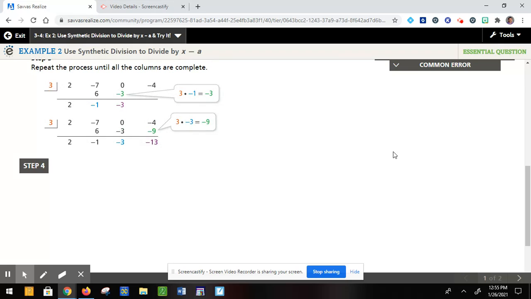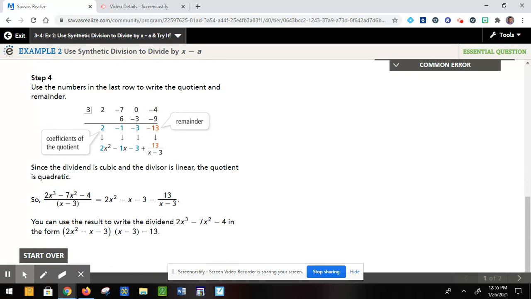3 times that negative 1 is negative 3. Then you add down and get negative 3. Then you do 3 times that negative 3 to get negative 9. Then you add down and get negative 13. That negative 13 is the remainder.